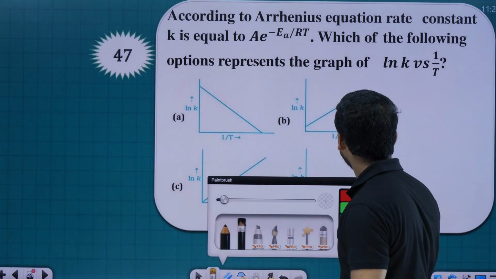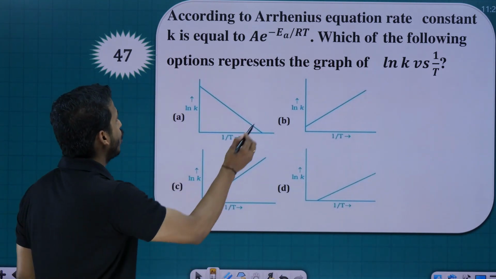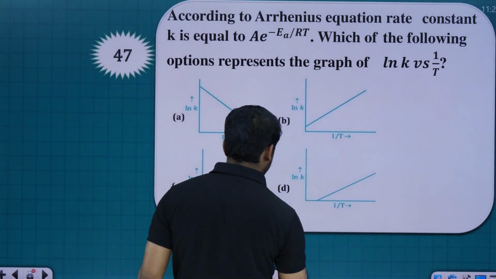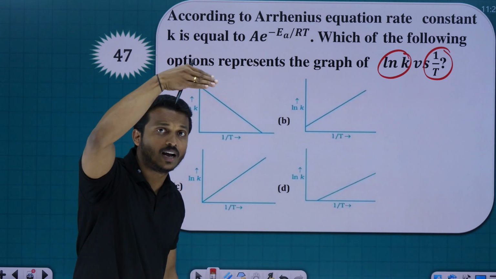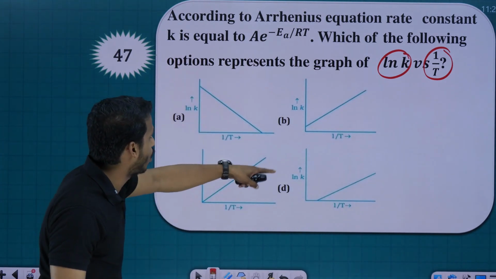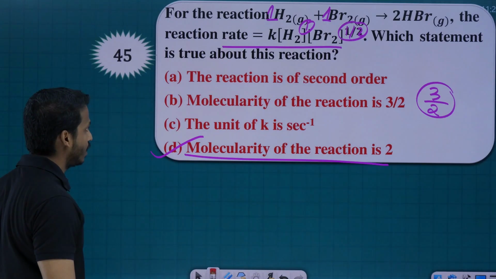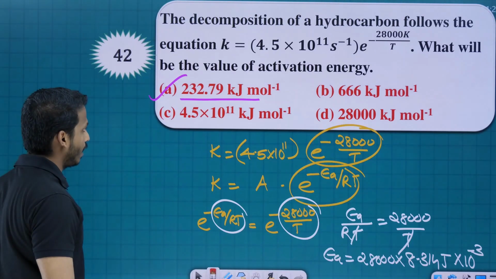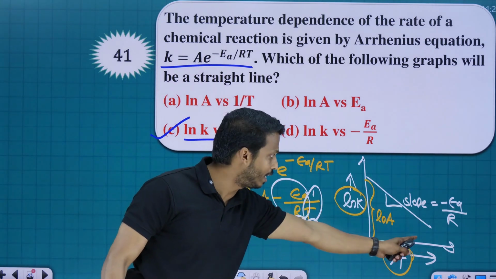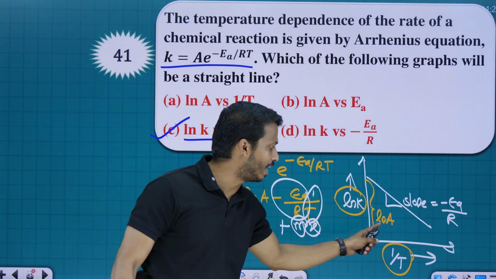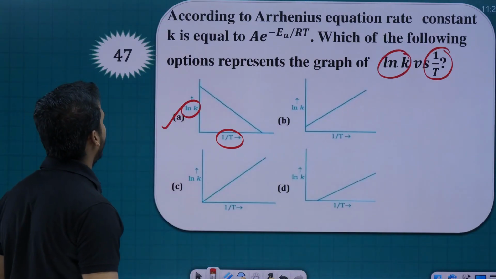Next one. According to the Arrhenius equation. Let's discuss now the Arrhenius equation graph. Which of the following options represents the graph? ln k versus 1 by T. Just now we discussed that it was a negative slope, right? Negative slope is which one? Option A. ln k versus 1 by T when they plot. Where did we discuss this? See, ln k versus 1 by T, we got a negative slope, with minus Ea by R as the slope and ln A as the y-intercept. Ready? So the answer is which one? The first one.